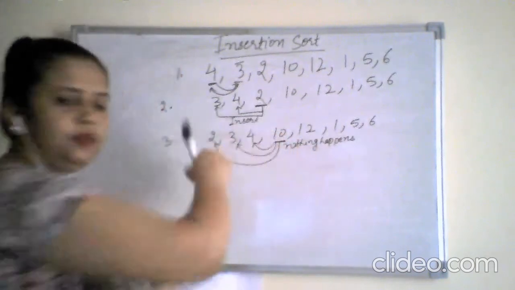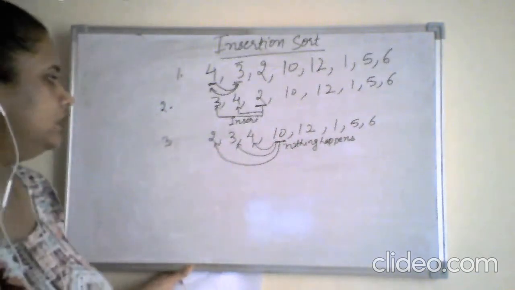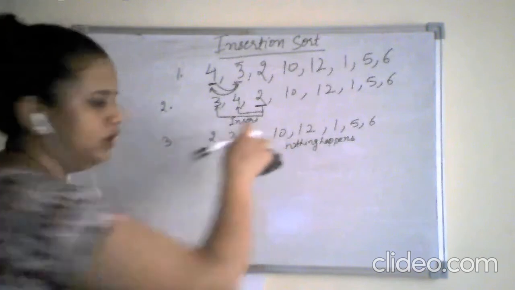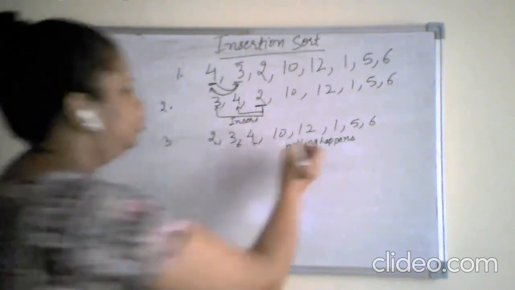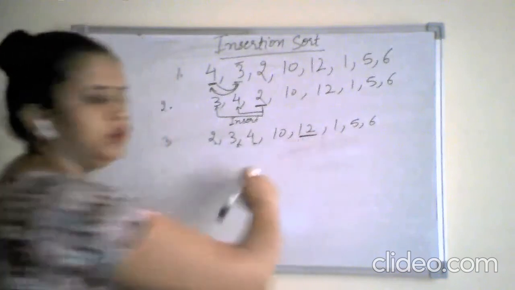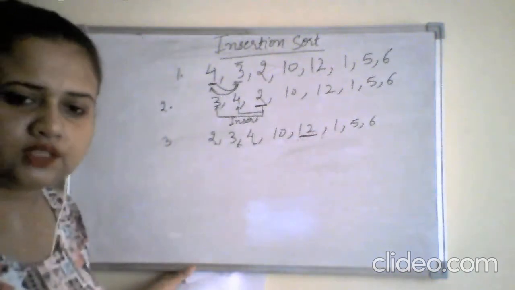Nothing happens when this data element is greater than the other data elements present. Now my pointer will move to the next element. My next element is element 12. So we will follow the same procedure.